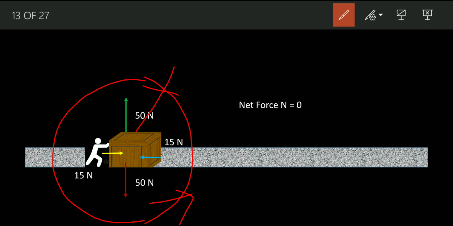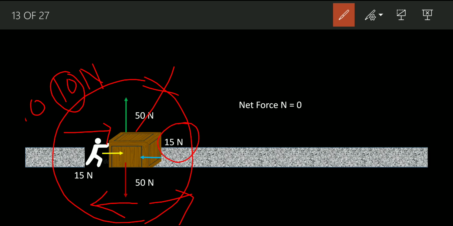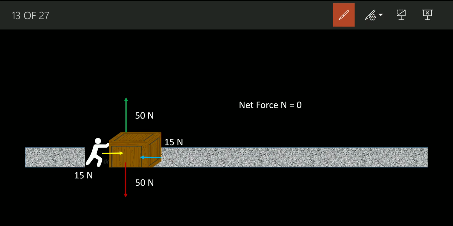Now you will say, if I apply a 10 Newton force in this direction, and this 10 Newton force is less than the force of friction, then the object should move in this direction. Then why is the object not moving if I applied less force? Now understand one thing. The force of friction only opposes the motion. It doesn't create any motion.